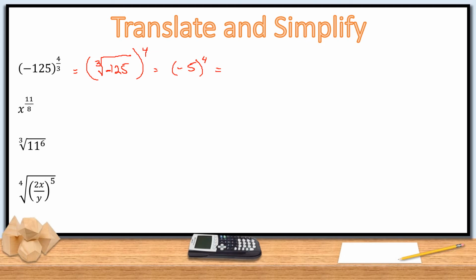Yep. And this one will end up being positive, because you would have had negative 125 times another negative 5. So it would have been a positive answer. So 625. So I'm looking for the radical form and then the evaluated version as well.